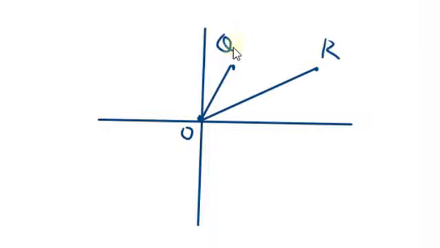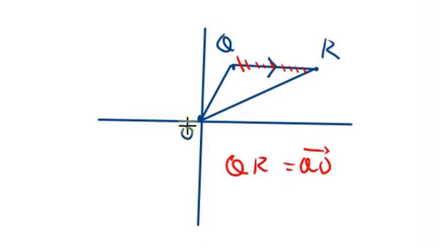So what is the vector? The vector is Q to R. Let me connect these 2 points. That is Q to R. Now, if I want to move from Q to R, but there's a flag on this road so I can't move directly, is there any other place that I can pass to get to R? Yes, I can move from Q to O, then from O, I'll move to R.